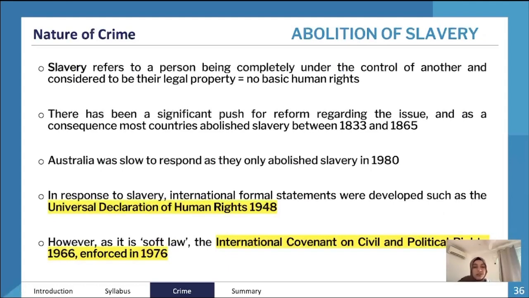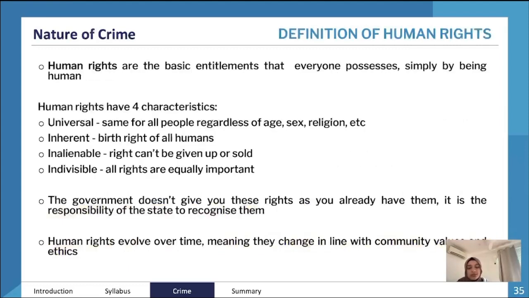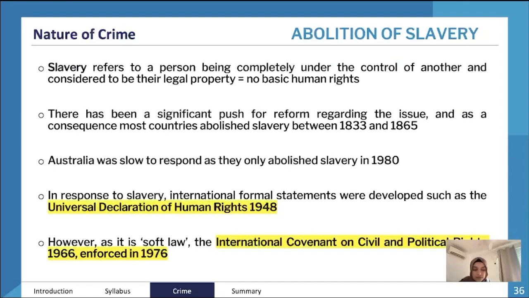So there has been a significant push for reform regarding this issue, and as a consequence, most countries abolished slavery from 1833 to 1865. Because people were like, well, what's this? It doesn't make sense, right? So this is something that we talked about here, where we said, well, the community values and ethics changed. Australia was slow to respond as they only abolished slavery in 1980.